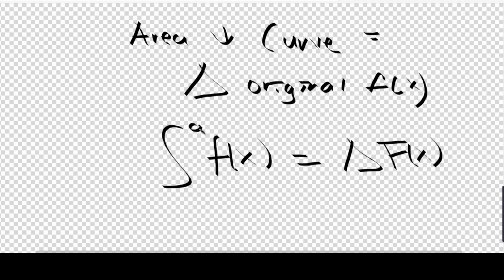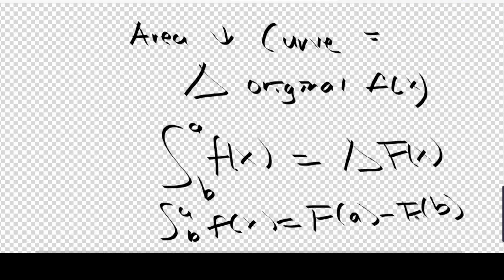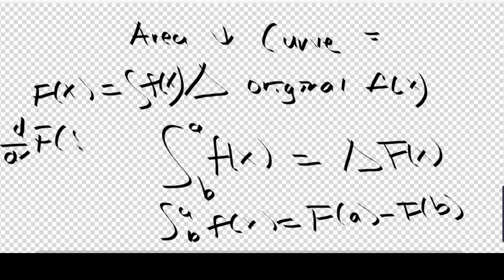And if we plug in bounds, so a and b, then we get the integral from a to b of f of x equal to F of b minus F of a, where F of x is defined as the integral of f of x. This is where the fundamental theorem of calculus comes into play. The derivative of F of x is equal to f of x, the integral of f of x. So the integral is equal to the function.